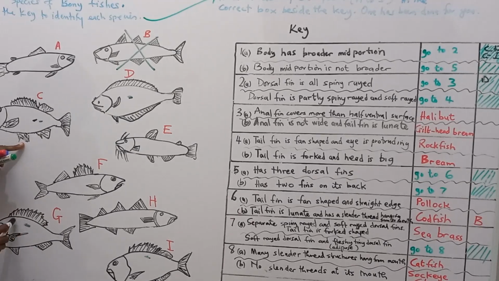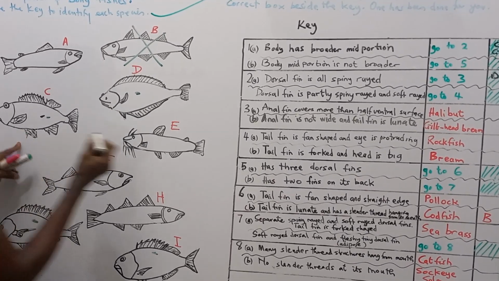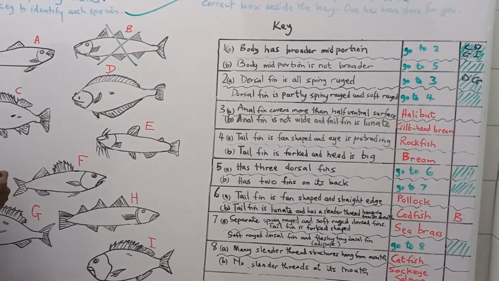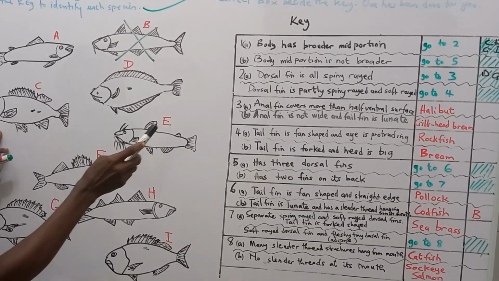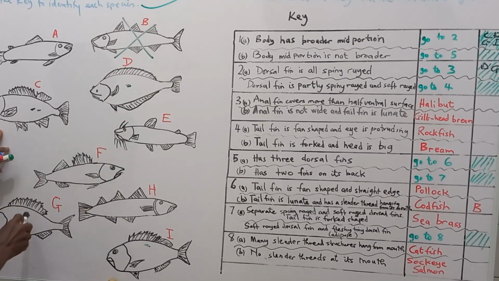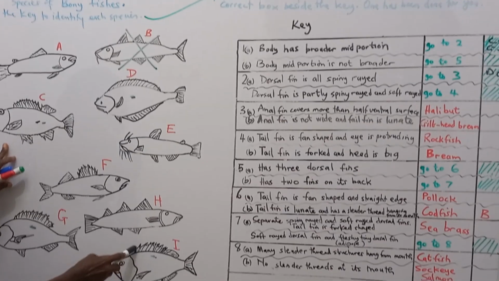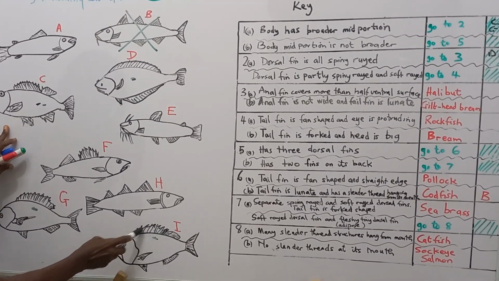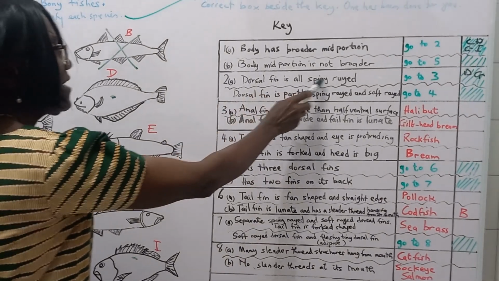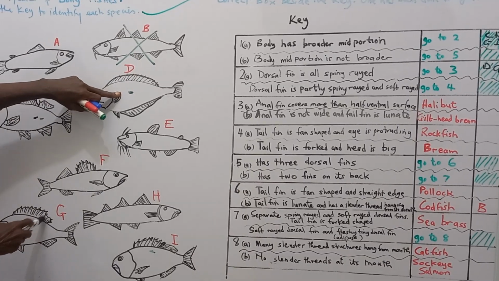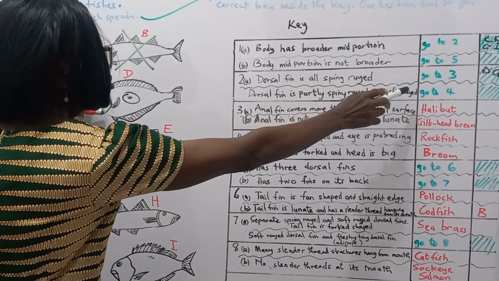We come to G. G too, dorsal fin is all spiny rayed. So we are going to also handle G. So we write our G here. And then, so we have D, G. What about C? C is not all spiny rayed. D is all spiny rayed. G is all spiny rayed. I here is also not all spiny rayed. Here is spiny rayed, the dorsal fin. Here is spiny rayed, and here is soft. So for dorsal fin all spiny rayed, we have D and G. So it's these two we are working on now. This one and this one. And we are supposed to go to 3.